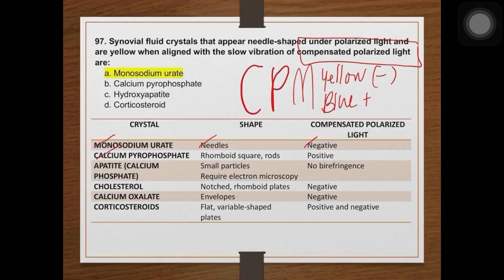Paano dinescribe po ang appearance nito? Rhomboid, square, or rod. Under a polarizing microscope, kulay blue, an indication of positive birefringence. Another crystal associated with osteoarthritis, apatite. Pag sinabi pong apatite, ito yung mineral name ng calcium phosphate.